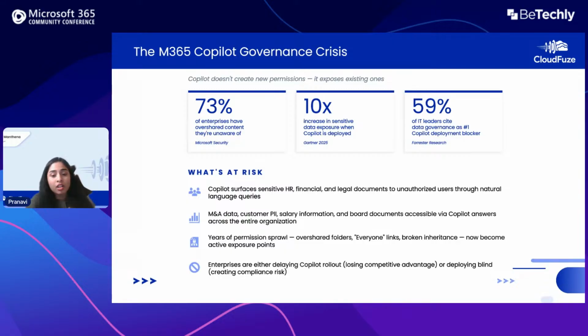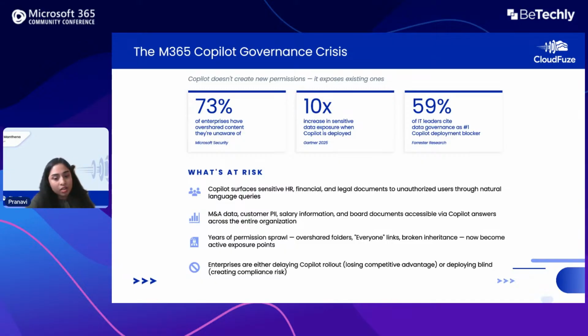And the underlying cause is something that we call permission sprawl. So years of overshared folders, anybody-can-access links, some broken inheritance chains. These weren't necessarily mistakes as such. They just accumulate over time. So now they're active exposure points the moment AI enters the picture.